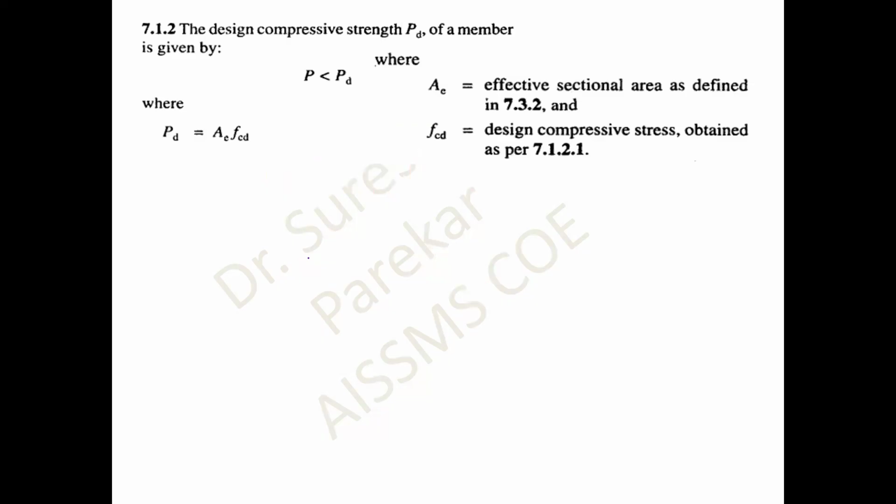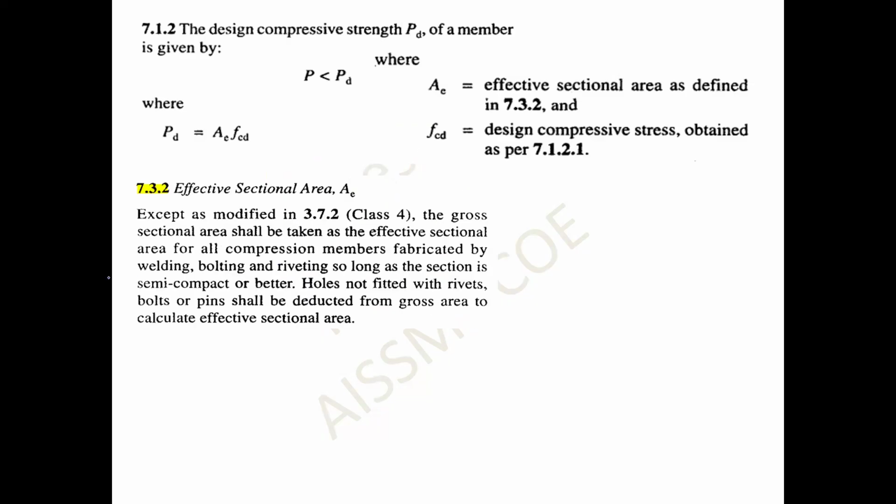Now effective area AE. So we have 7.3.2 effective sectional area. So except as modified in 3.7.2 class 4. The see except means except class 4, the gross sectional area. So here you can see the gross sectional area shall be taken as the effective area. Means we have to take effective area that is equal to gross cross sectional area except class 4.